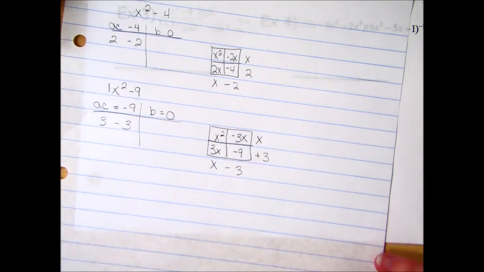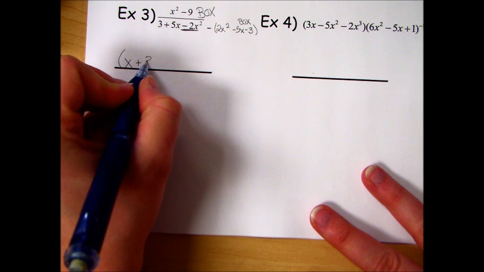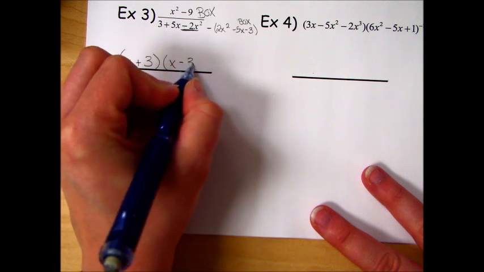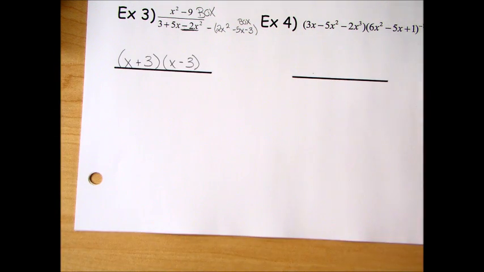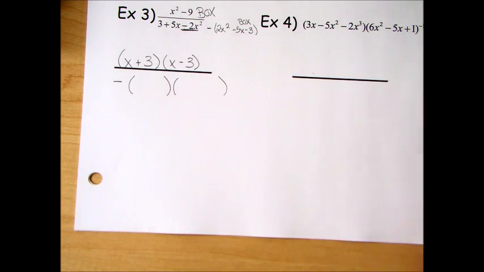So that's how the top factors. And I know I'm flying through the factoring, but I told you guys you needed to review your factoring skills if you wanted to be successful in Chapter 8. Now the bottom, I know I have a negative sign, and I know I will have a double parenthesis, so I'm going to use this paper to factor the bottom.